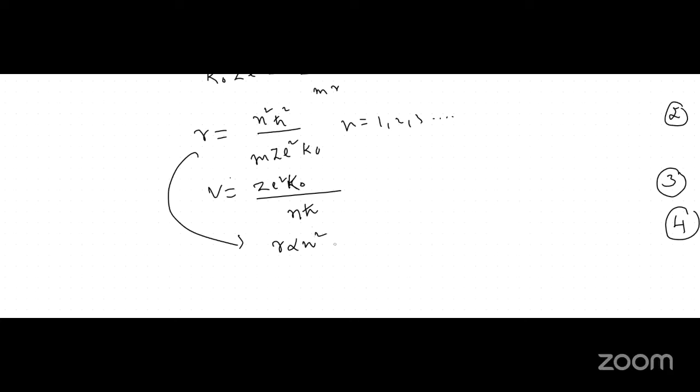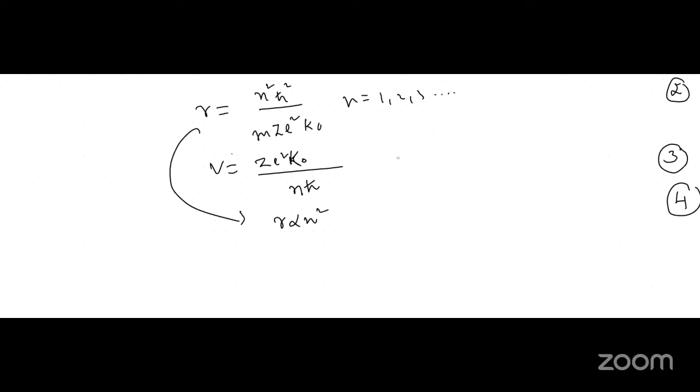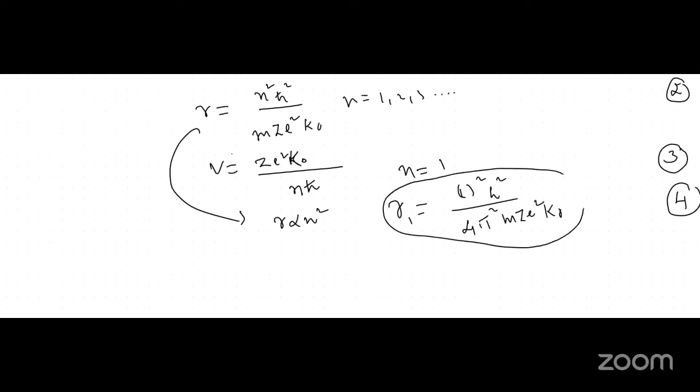So when n is equals to 1, we can get the value of the first orbital radius, R1. Actually r is equal to n square h cut square by m Z e square k naught. If you take n is equal to 1, it will be 1 square, and h cut square means h square by 4 pi square. So this is the radius of the first orbit, that is circular orbit, whichever we have.